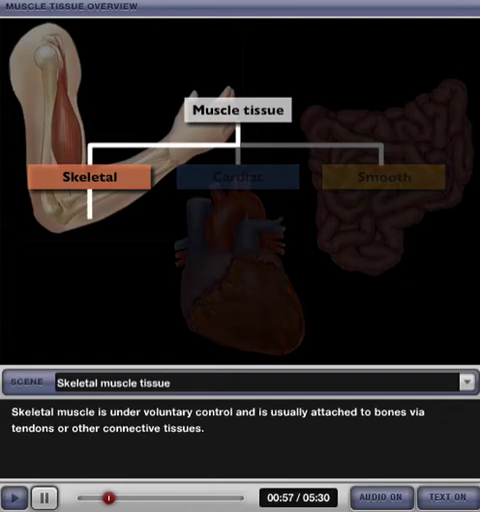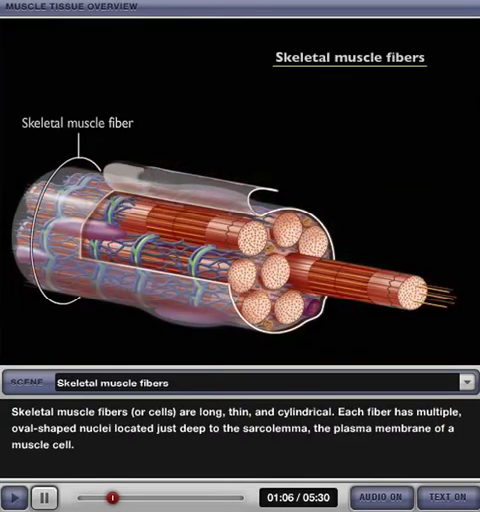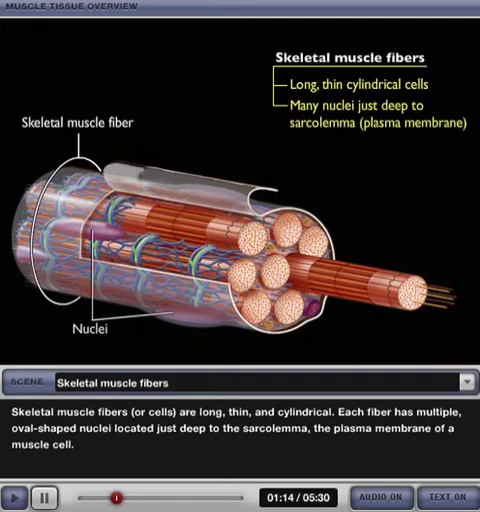Skeletal muscle is under voluntary control and is usually attached to bones via tendons or other connective tissues. Skeletal muscle fibers, or cells, are long, thin, and cylindrical. Each fiber has multiple oval-shaped nuclei located just deep to the sarcolemma, the plasma membrane of the muscle cell.